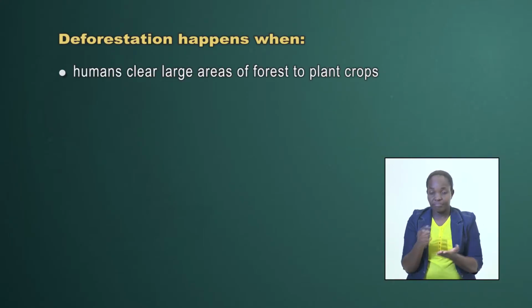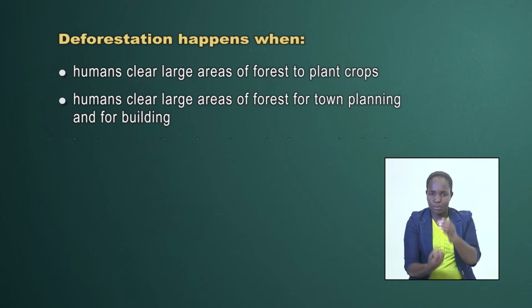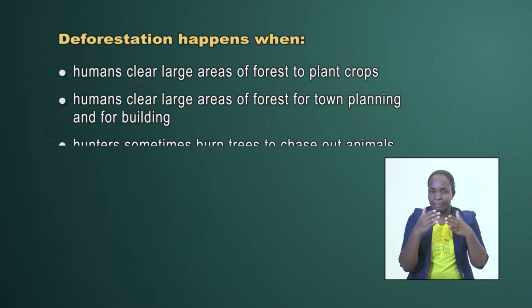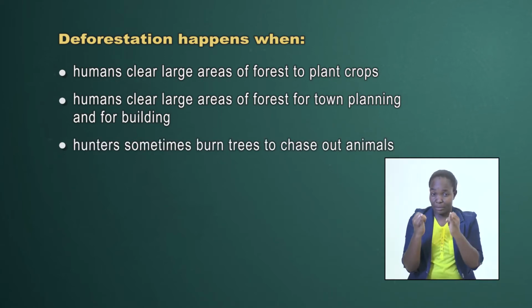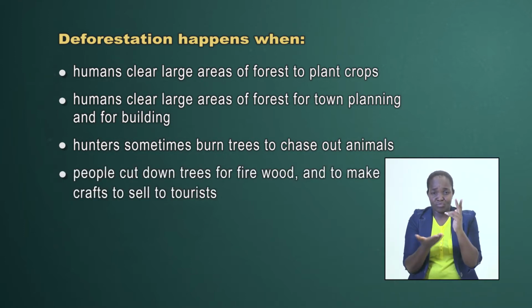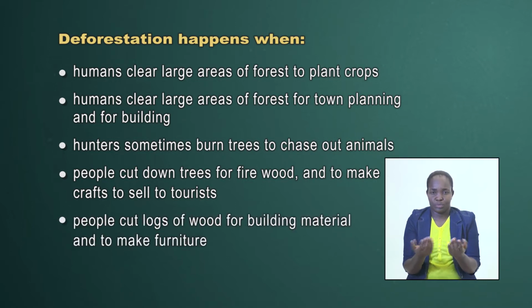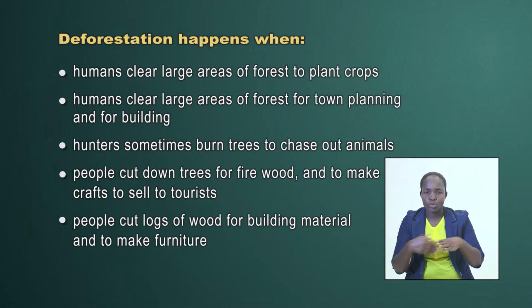We find that humans clear large areas of forests and plant crops. They clear land for town planning and for buildings. The hunters sometimes burn trees to chase out animals. They cut down trees for firewood and to make crafts to sell to tourists. And they cut logs of wood for building materials and to make furniture.